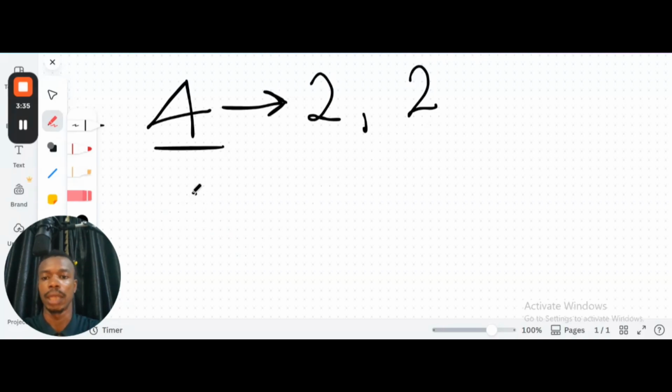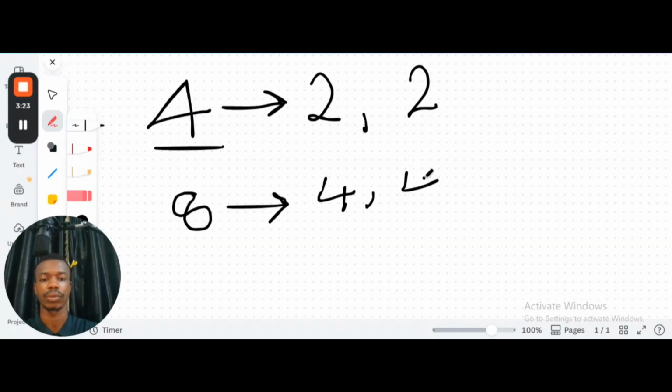Another number is 8. You can separate this into two equal parts. You're going to have 4 and 4. 4 and 4 are equal without any remainder. This is even because you can separate them into two equal parts. This is the first and this is the second equal part.